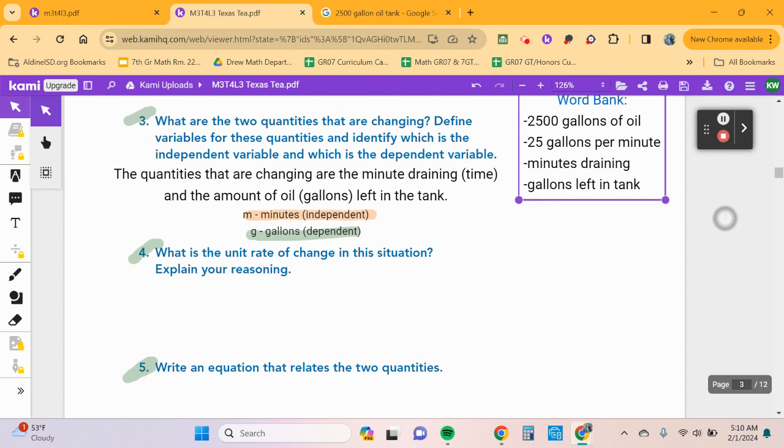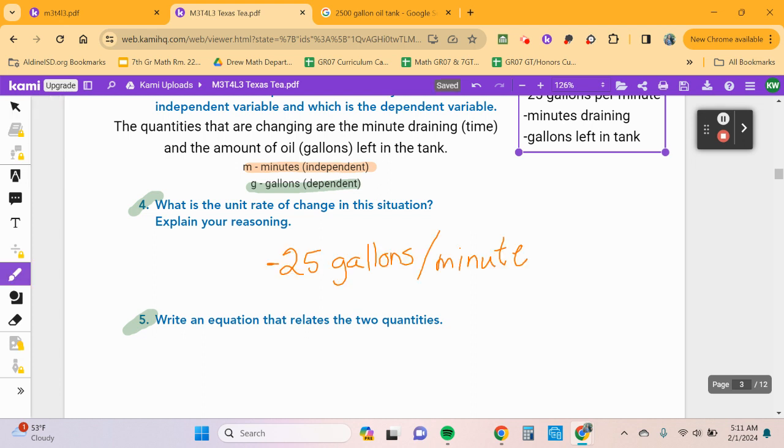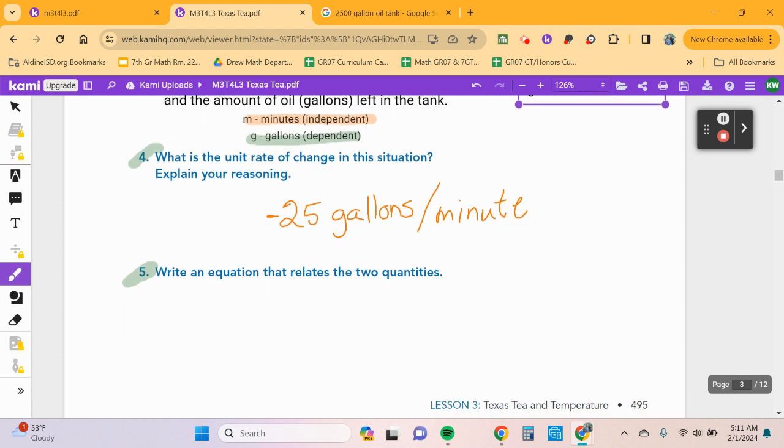All right, and number 4, what is the unit rate of change in this situation? Well, that would be negative 25 gallons per minute because it's changing at a negative rate at 25 gallons per minute. It's being emptied, remember? So it's negative. And then number 5, write an equation that relates the two quantities.